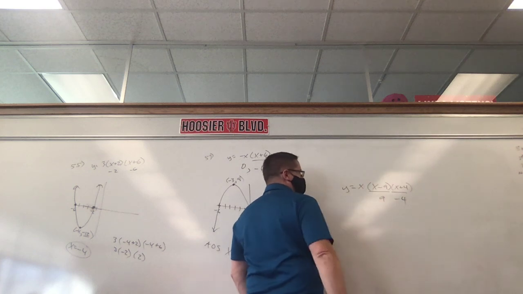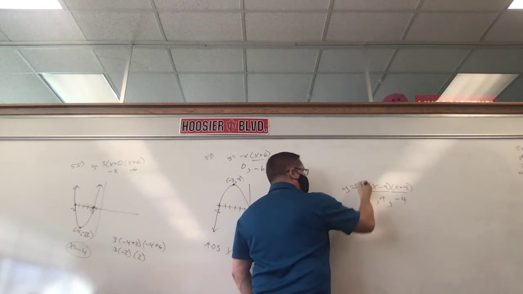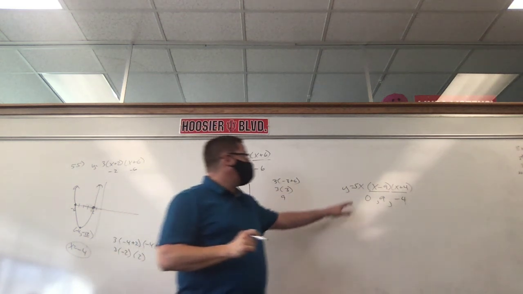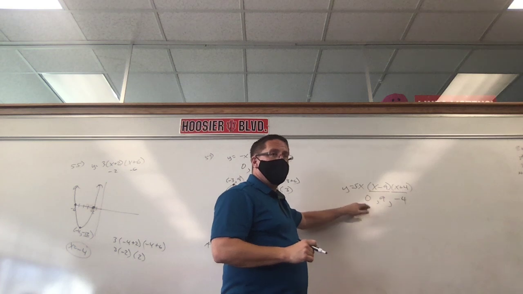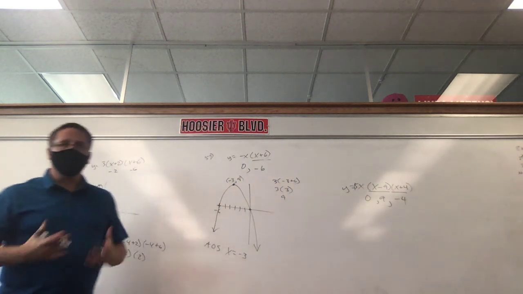What if I had an x there? 0. What if I had a 5x here? Still 0. Because it's saying 5 times what gives you 0? 0. What if it was 15x? Same thing. Still 0. It's what makes 0.